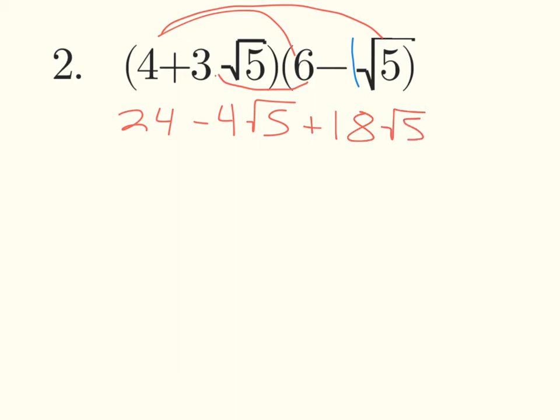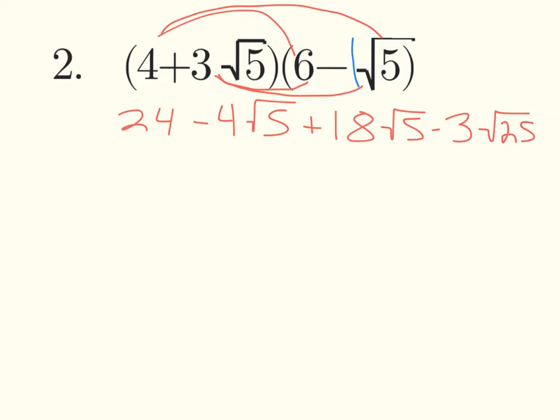And then finally we have our last part here. 3 square root of 5 times a negative 1 square root of 5. Well, we're going to do 3 times negative 1. 3 times negative 1 is negative 3. Square root of, now we're going to do the same thing. We're going to multiply the 5s because both of those have square roots around them. So that's 25. And now we're going to try to simplify here.